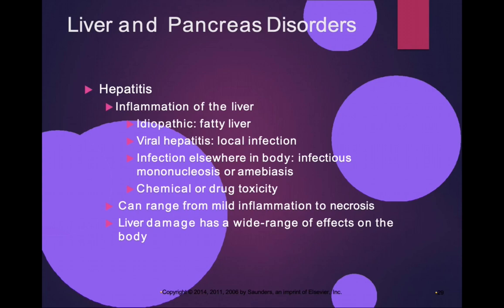Okay. Let's look at some liver disorders like hepatitis. We know there's hepatitis A, B, C, so let's take a look at the inflammation of the liver. There's idiopathic, which could be a fatty liver disease. Viral hepatitis, that's a local infection. And there could be infection elsewhere in the body, like an infectious mononucleosis. The liver can become inflamed from other chemical stressors, from alcohol, from drug toxicity, and the inflammation can range from mild to severe with necrosis.